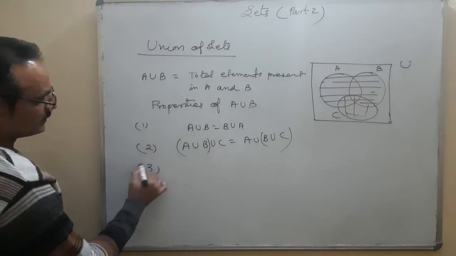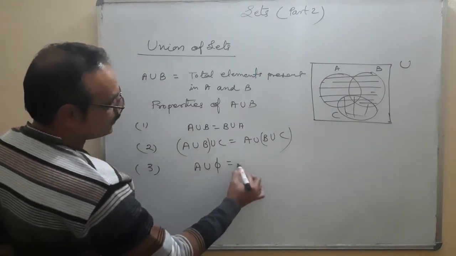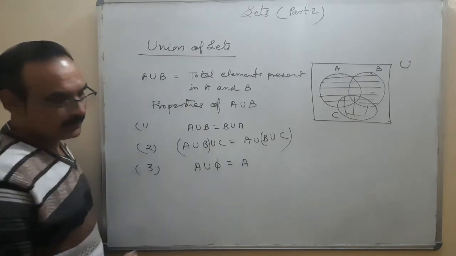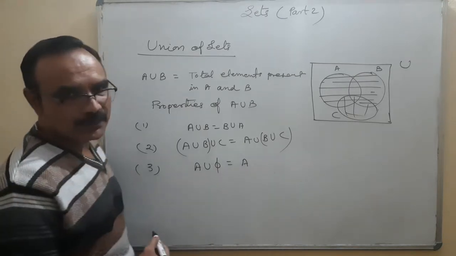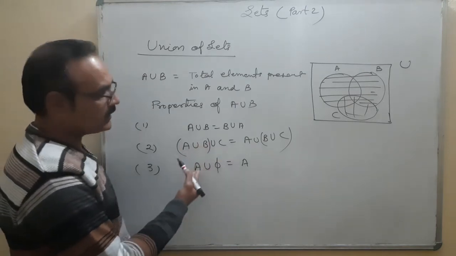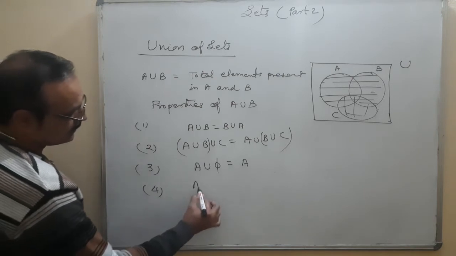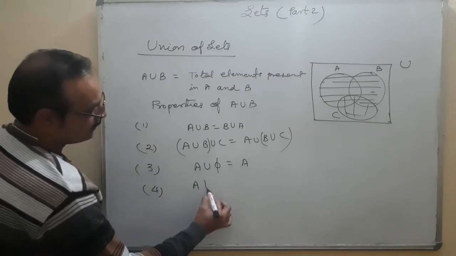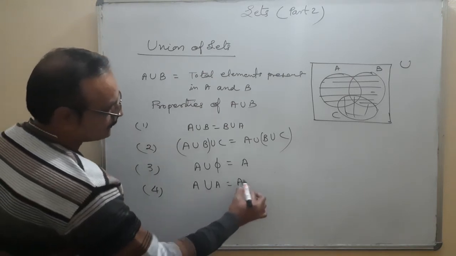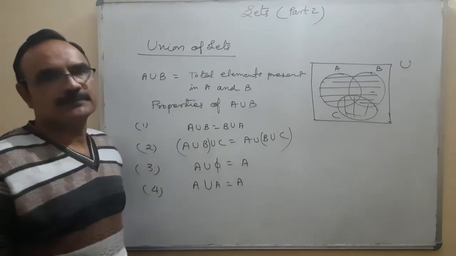Third one is identity. A union phi is equal to A. Phi, what does it mean? It is the empty set. So empty set union A, that means total combined elements, is equal to A. Fourth one is A union A is equal to A. So these are the properties which hold in the union of sets.